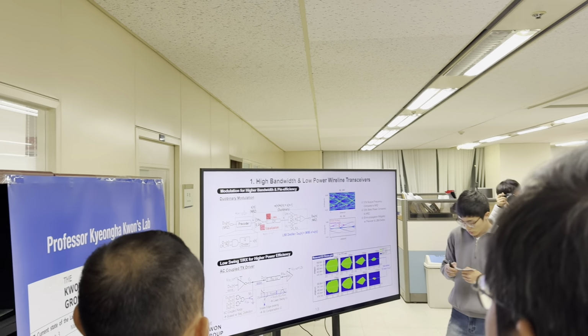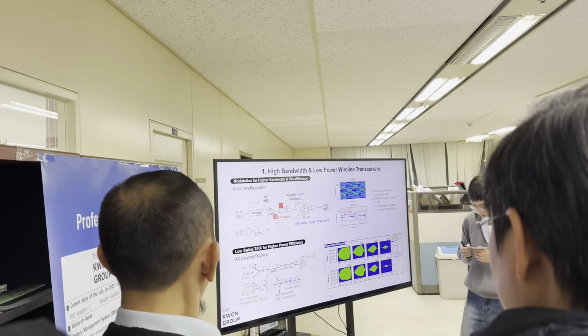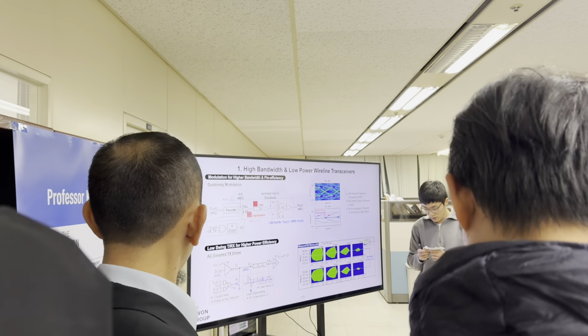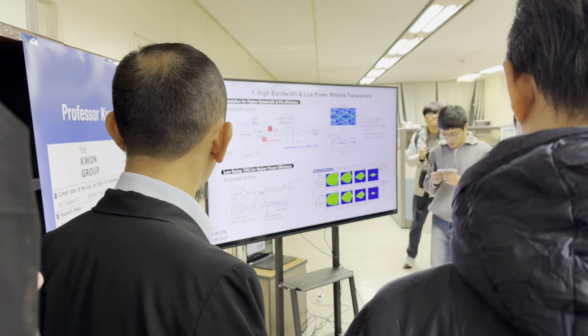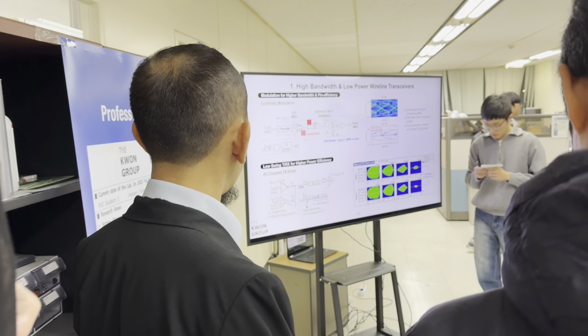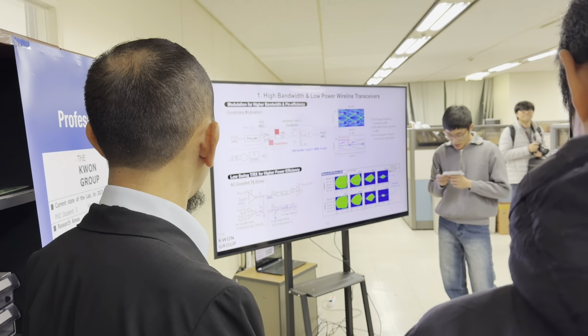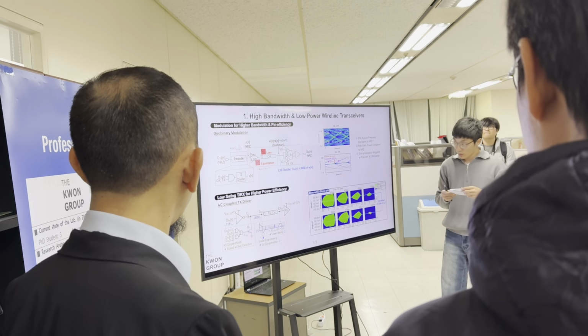Modulation schemes such as GeoBinary or PAM4 enhance the bandwidth and pin efficiency in wireline transceivers. With the growing demand for AI and data centers, we are investigating methods to implement high bandwidth transceivers at low hardware cost to keep pace with the ever-increasing memory bandwidth requirements.